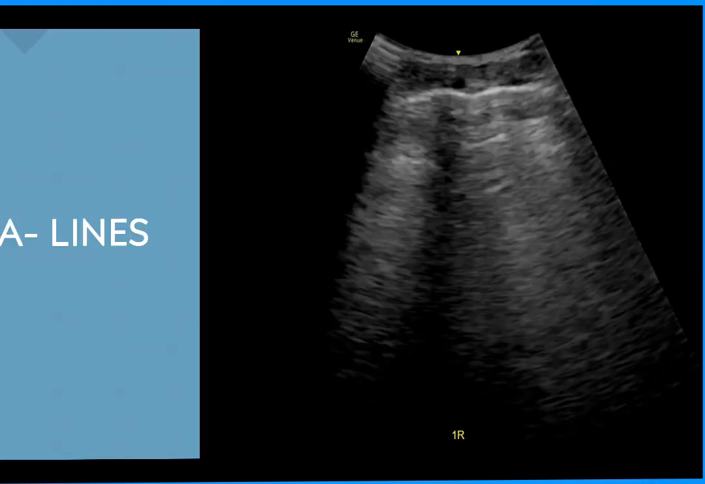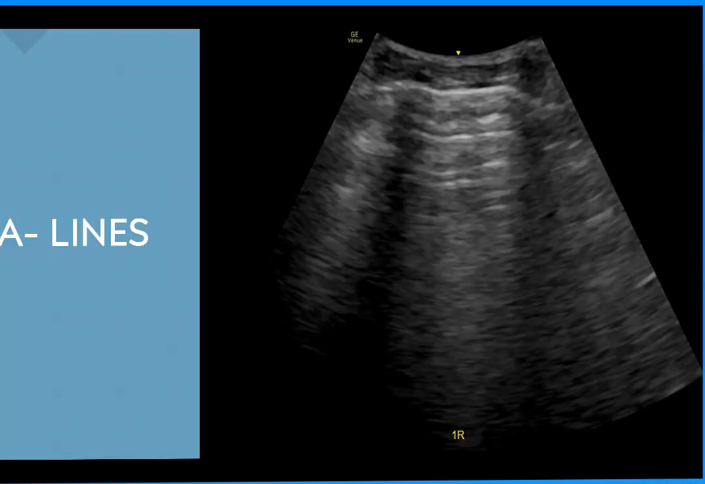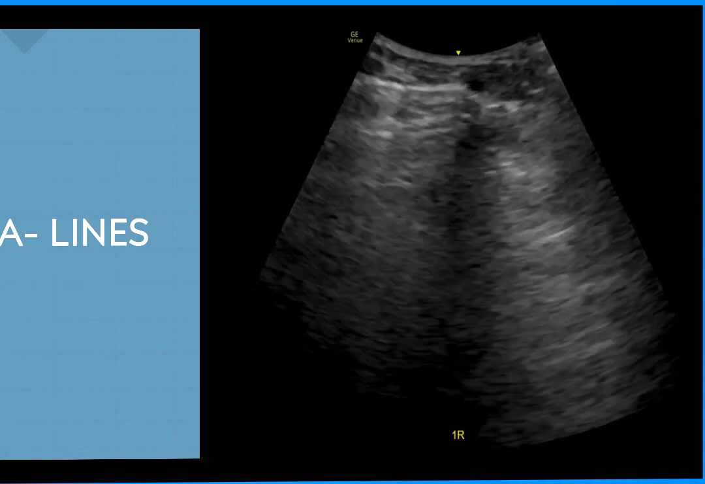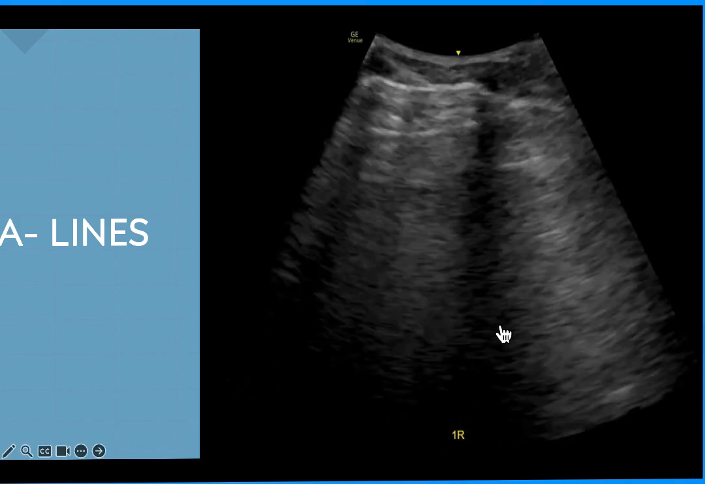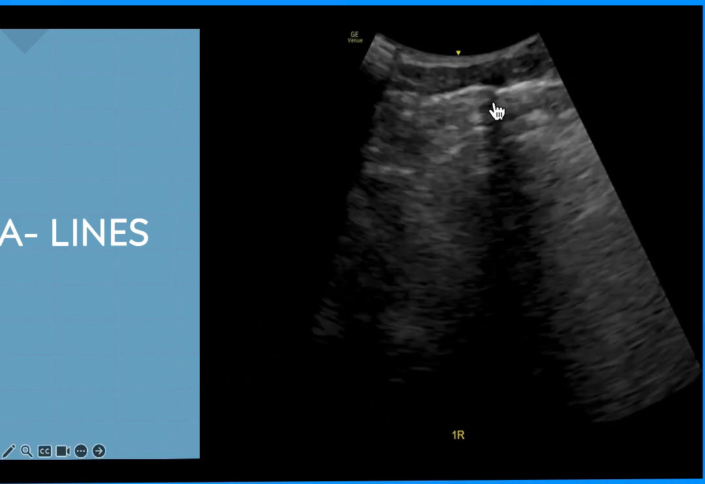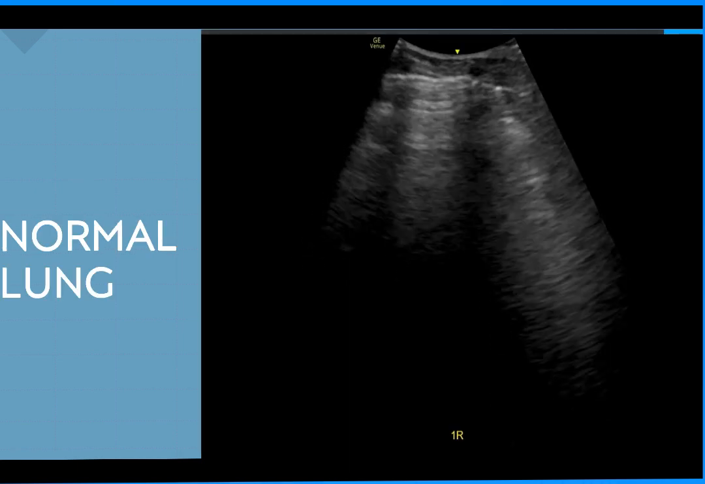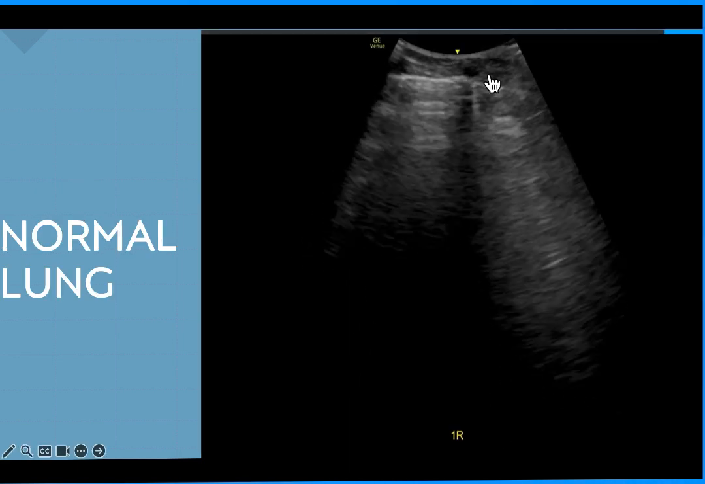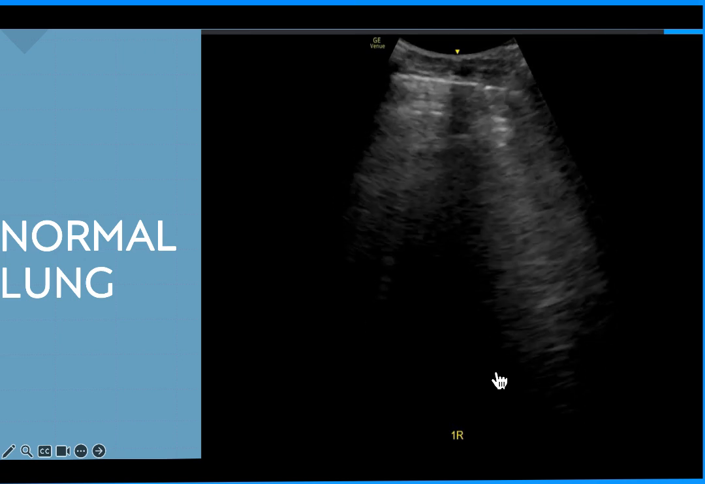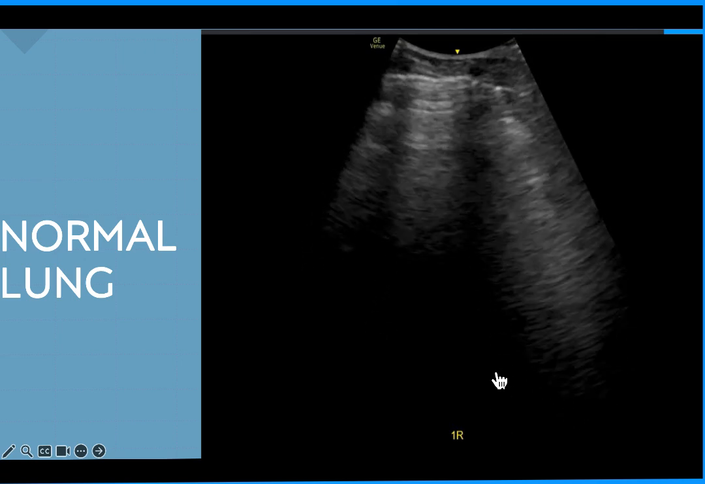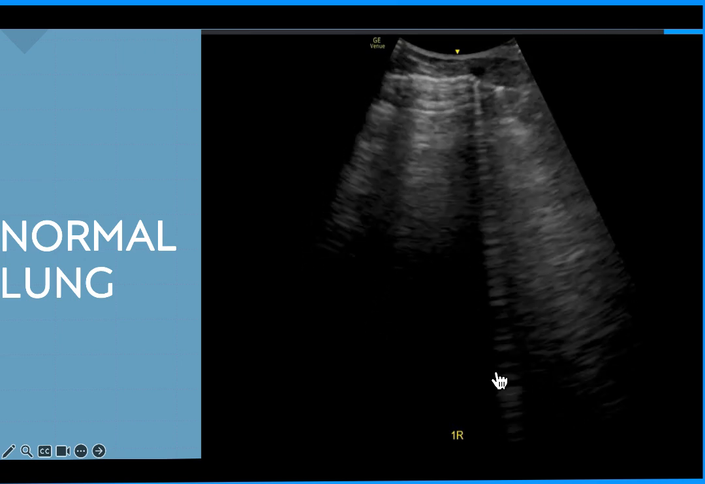So this is just another example of A lines in normal lung. Again, we're seeing ribs with rib shadow, ribs with rib shadow. We're seeing the pleural line, and we also saw the nice reverberation artifact that we call A lines. So this is just another example of the same thing. Here we see a B line. We're going to go over what it means in a subsequent slide and why this is normal in this case, but it could also be abnormal in other cases.